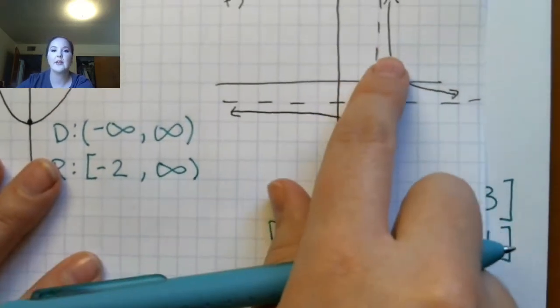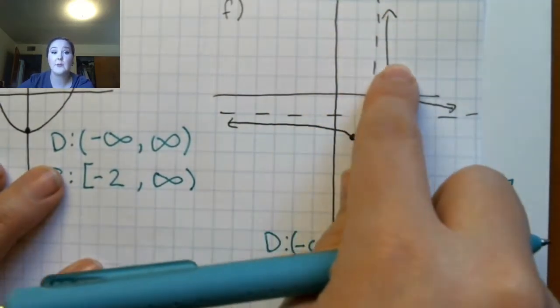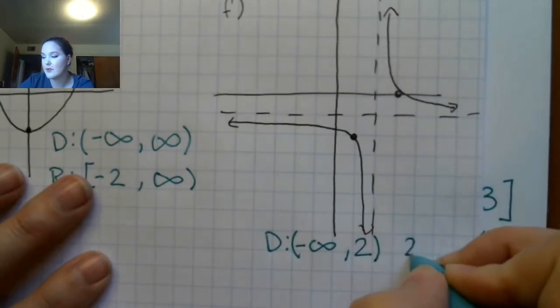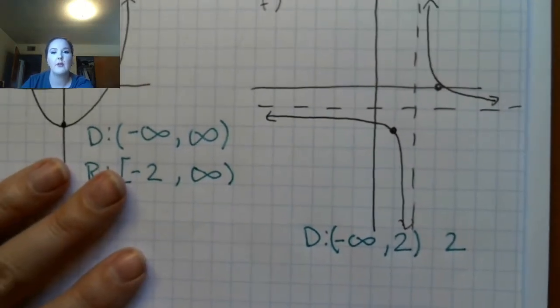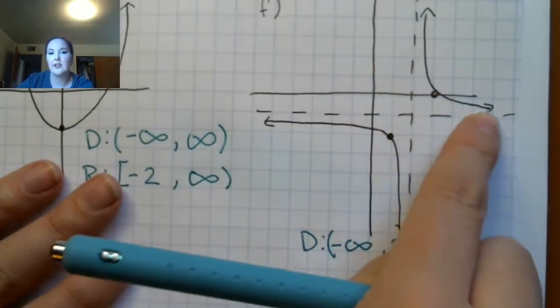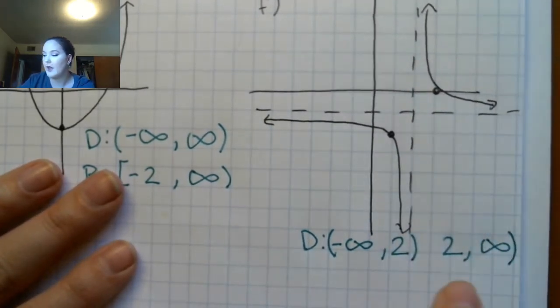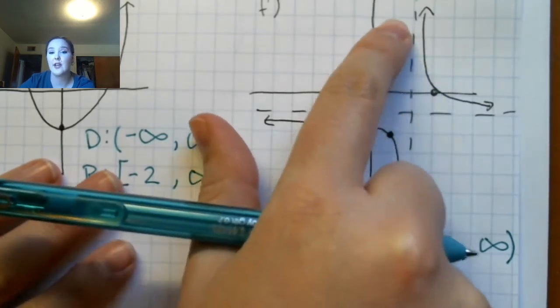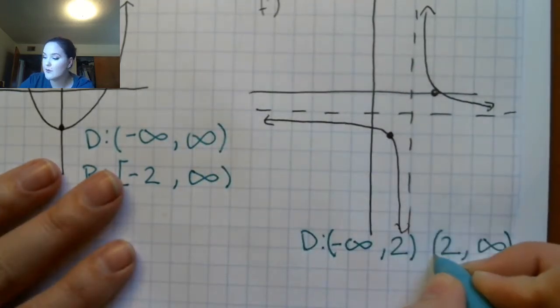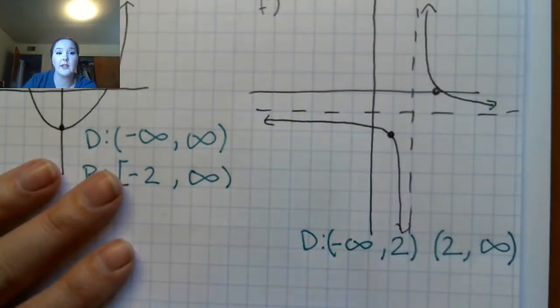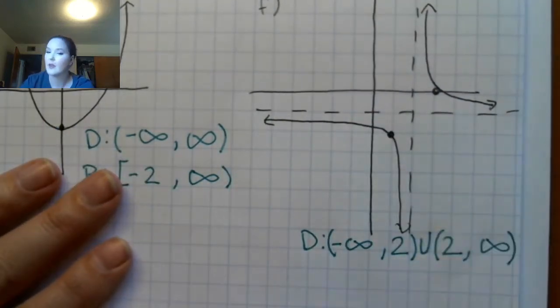Okay, then it starts over on the other side. So this part is also getting closer to 2, so we start at 2, but then it continues off to infinity. So this is going to go to infinity. Again, this graph never actually touches this line, so we want to use parentheses to show that it's not actually reaching that value.